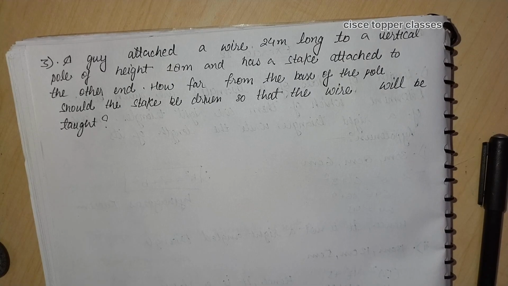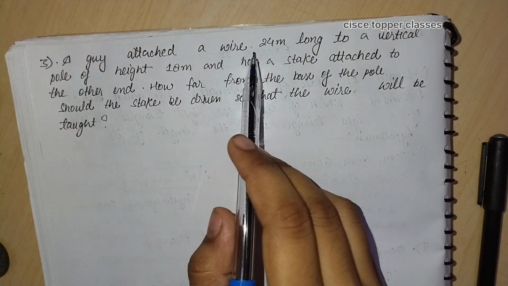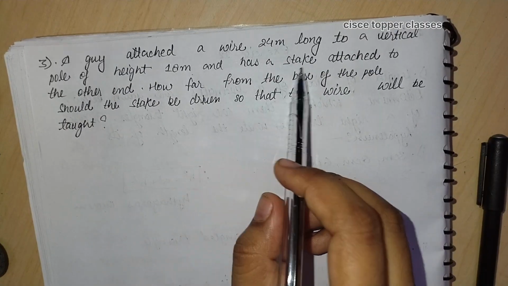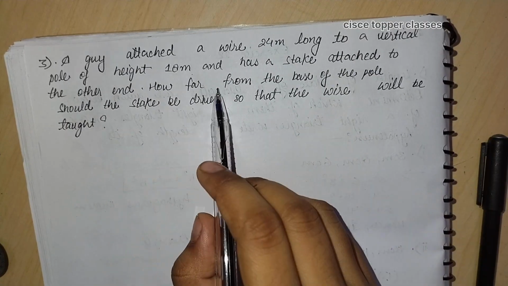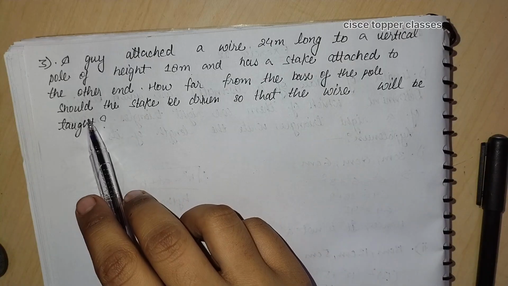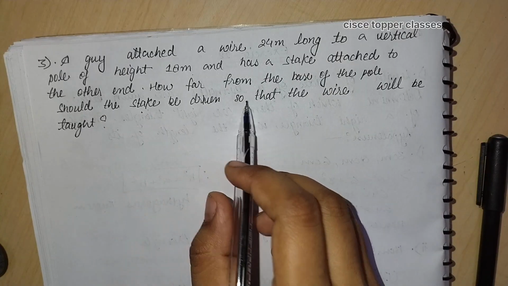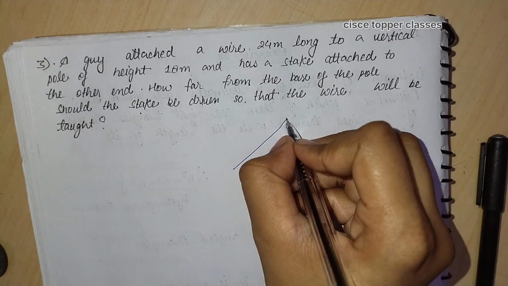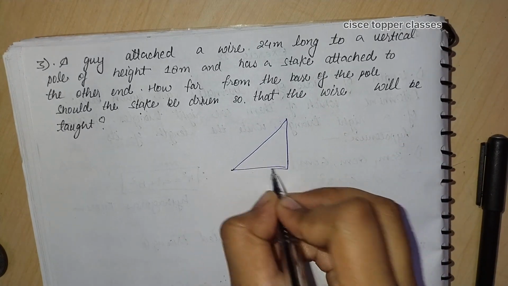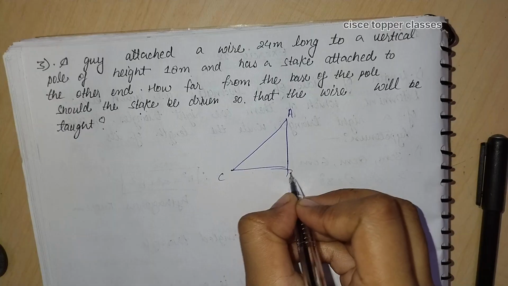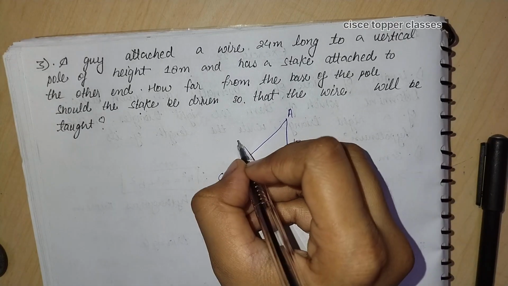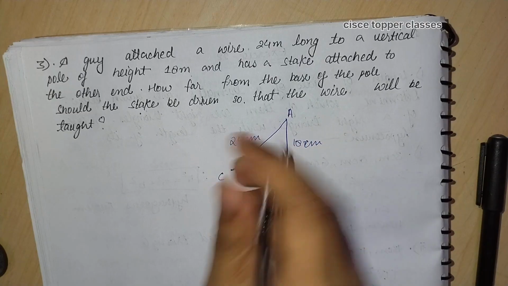Let us solve here the third question. A guy attached a wire 24 meter long to a vertical pole of height 18 meter and has a stake attached to the other end. How far from the base of the pole should the stake be driven so that the wire will be taut? Means here we have AC as hypotenuse. Let it be triangle ACB, and here this height is 18 and this is 24.